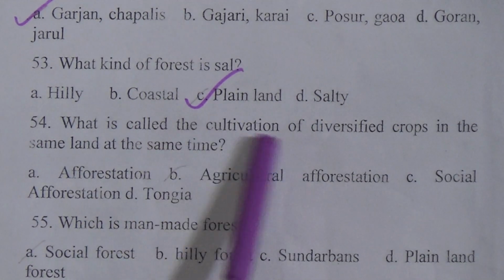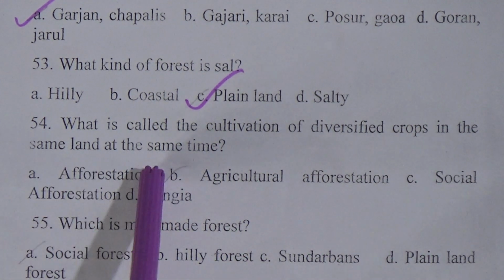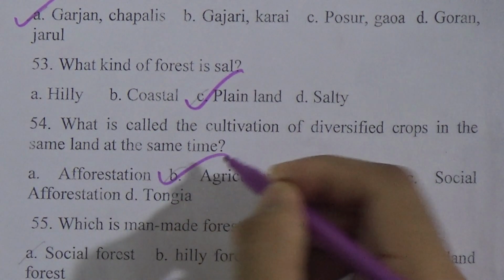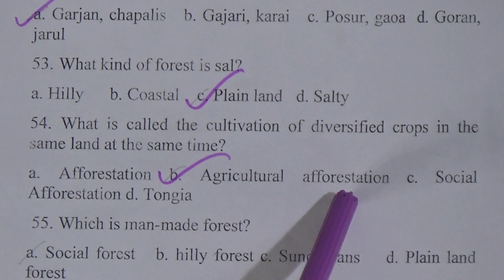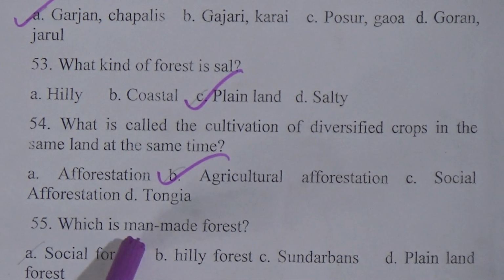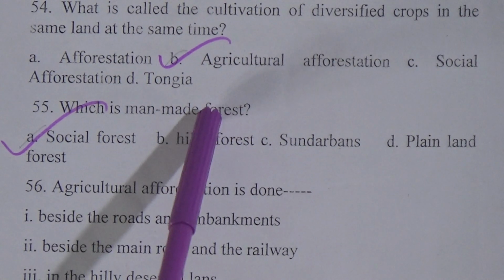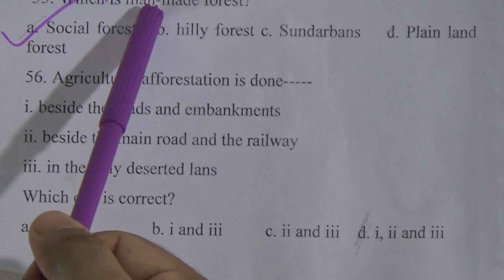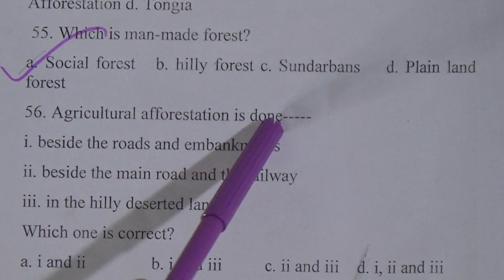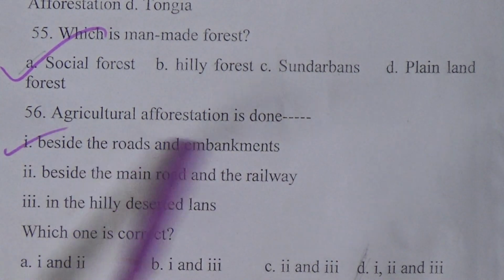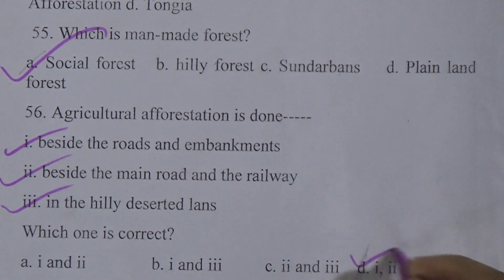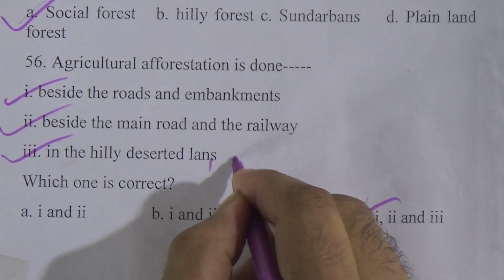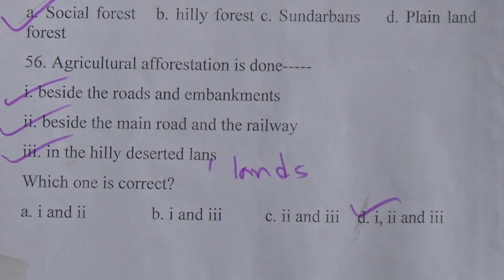What is called the cultivation of diversified crops in the same land at the same time? It is called agricultural afforestation, from which we can get agricultural trees as well as crops at the same time. Which is man-made forest? Social forest is man-made forest. People plant trees to fill up their demand. Agricultural forestation is done beside the roads and embankments, beside the main road and the railway, and in the hilly deserted lands. So I mean all are correct. It should be lands. The spelling is wrong here. Okay.